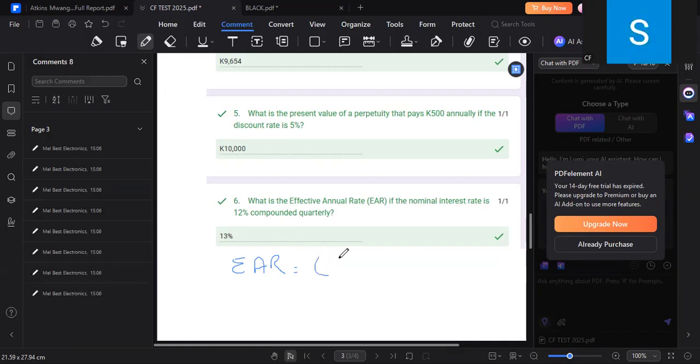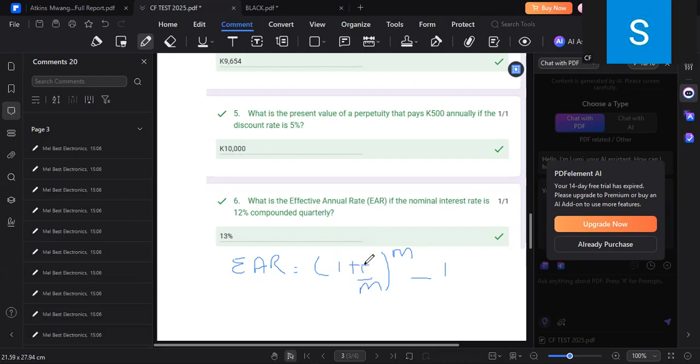So 1 plus r over m. There's no aspect of time, right? Sometimes they put how many years to confuse you. Don't use the years in there, I plead. Okay? r over m, then the power m minus 1. So where there's r, we're going to put what? 12%.